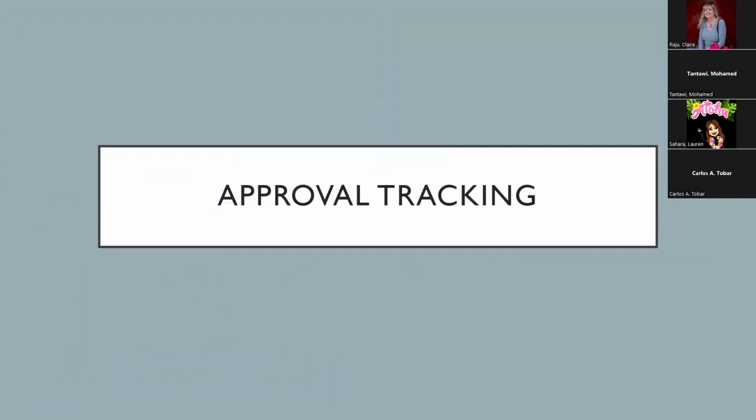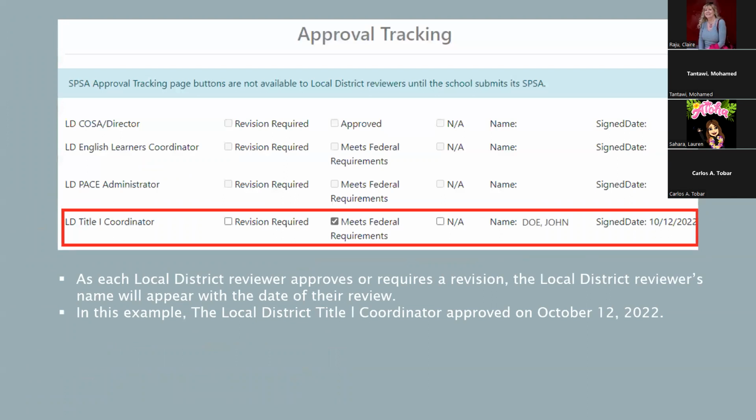Next, we're going to cover the approval tracking page. As each local district reviewer approves or requires a revision, the local district's name and reviewer's name will appear with the date of their review. So in this example, the local district Title I coordinator has approved on October 12th of 2022.